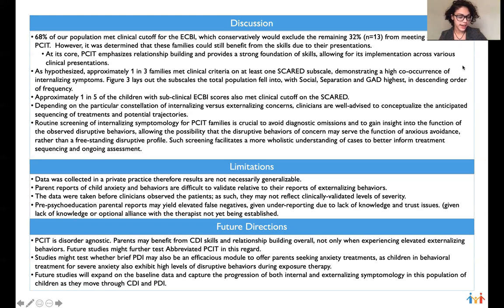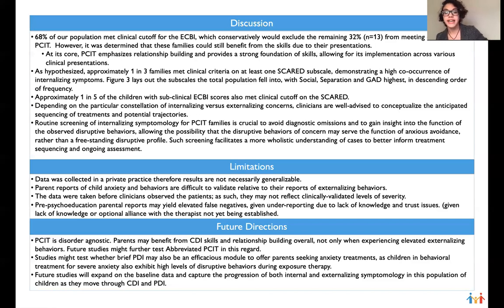The sample demonstrated high co-occurrence of internalizing symptoms. As we hypothesized, approximately 1 in 3 families met clinical criteria on at least one SCARED subscale. But really, routine screening of internalizing symptomology is crucial to gain insight into the function of the observed behaviors. That way, you allow the possibility that the behaviors in question could serve other purposes. This facilitates a holistic understanding of the case to better understand and inform the sequencing of treatment and ongoing assessment.